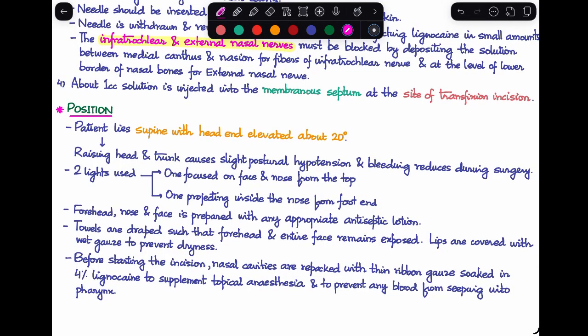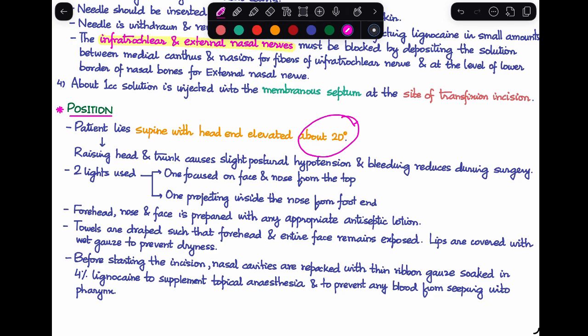Next, we are going to talk about how we are going to position the patient. This is very important. We'll make the patient lie down in a supine position and we'll elevate their head end by about 20 degrees. Now, what is the reason for elevating the head end? Raising the head and the trunk causes a slight postural hypotension and the bleeding reduces during the time of surgery. So this is how we are going to position the patient.